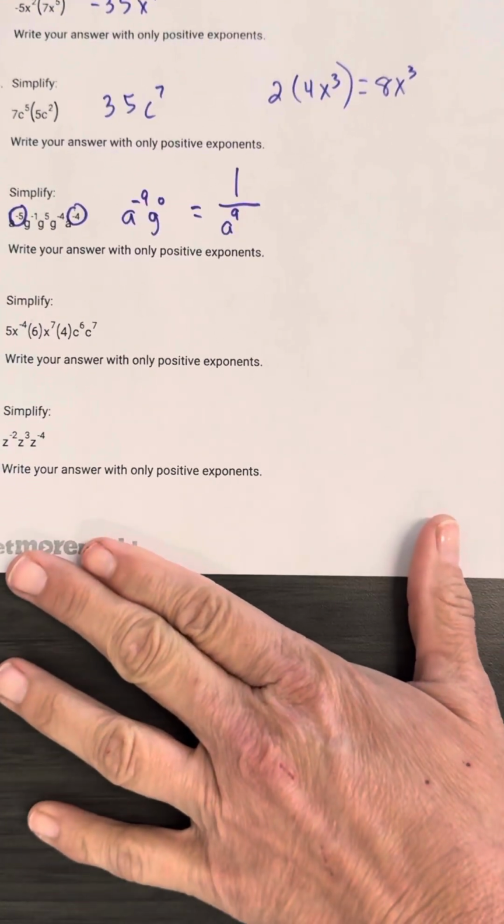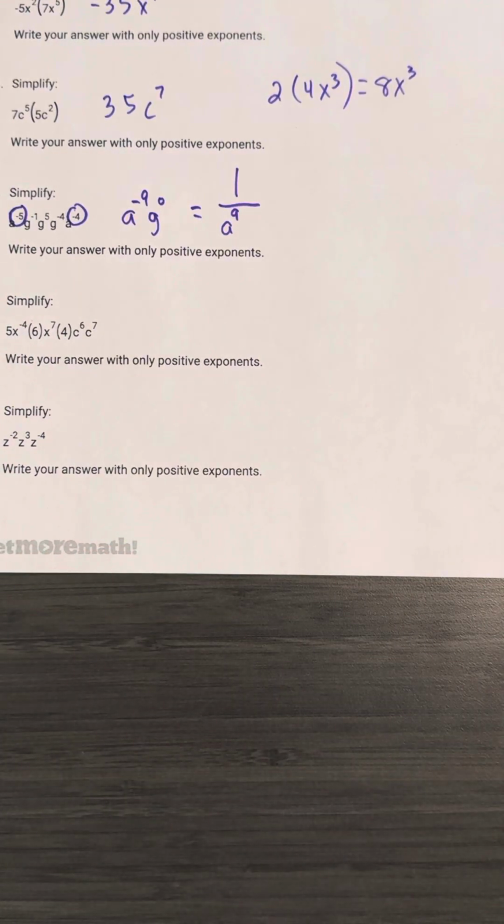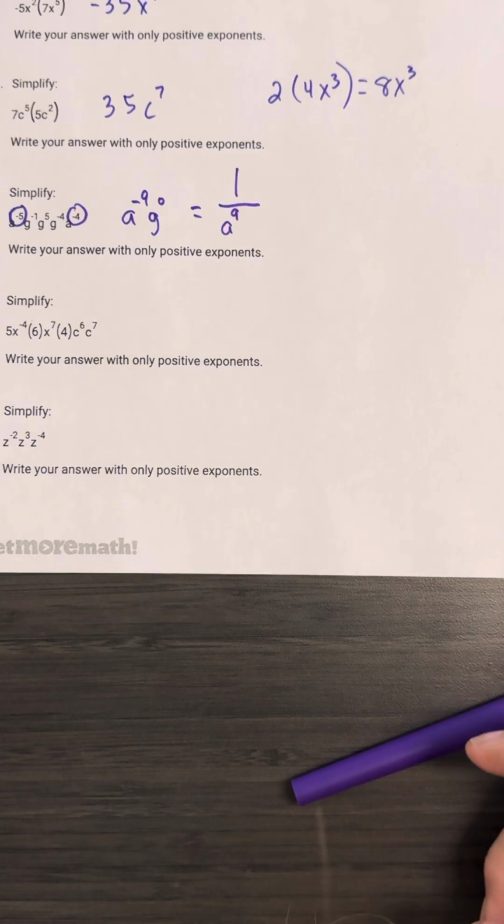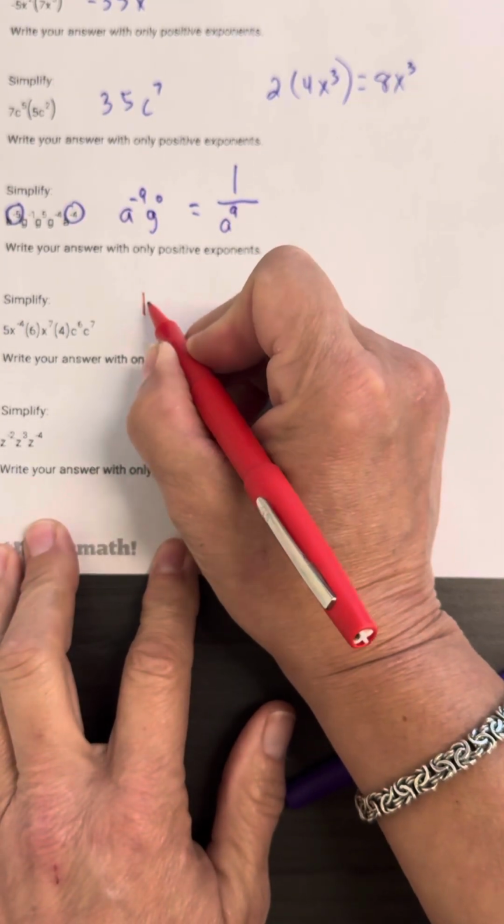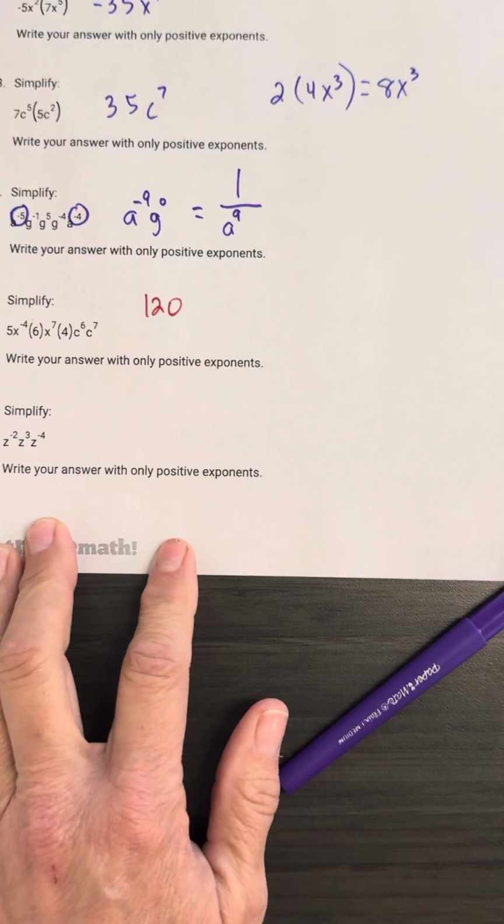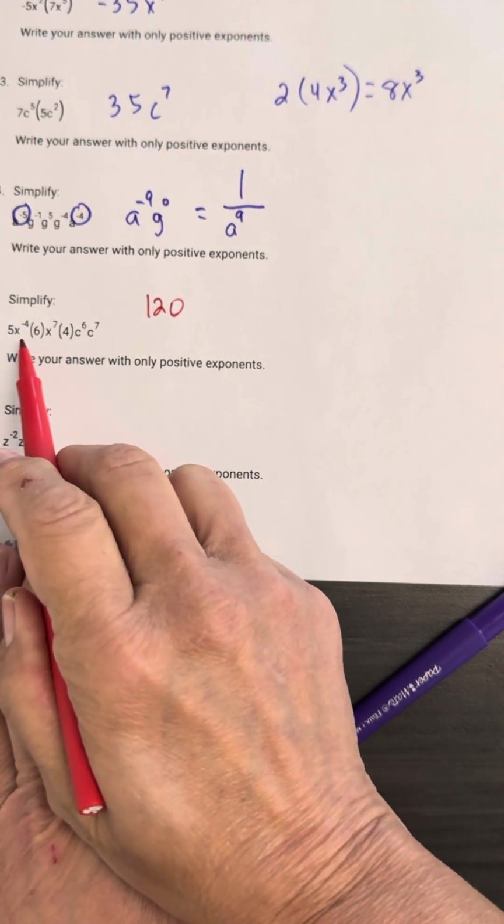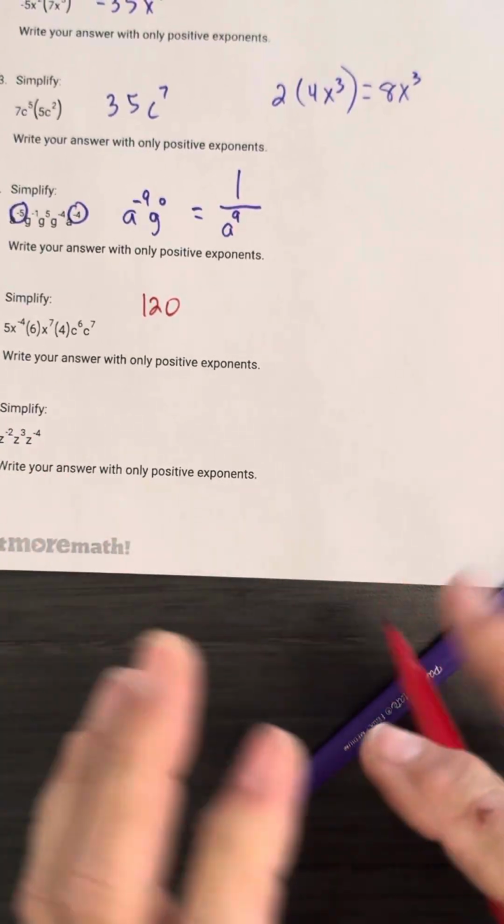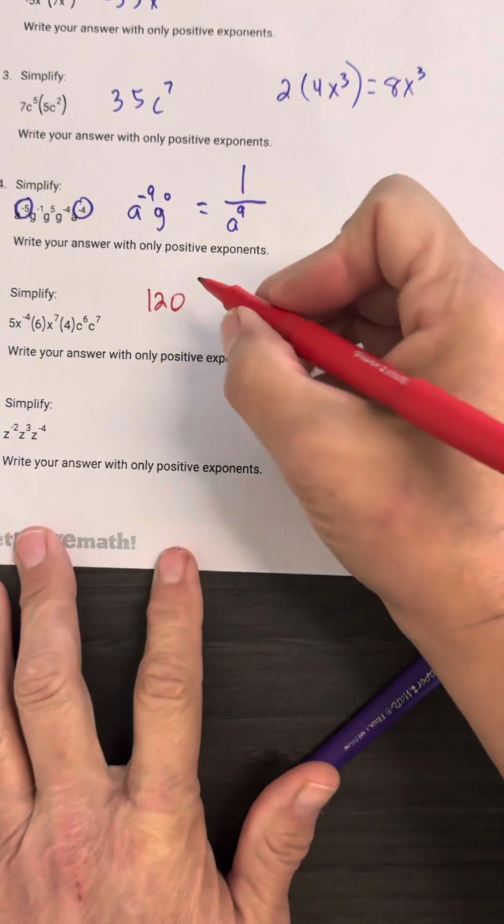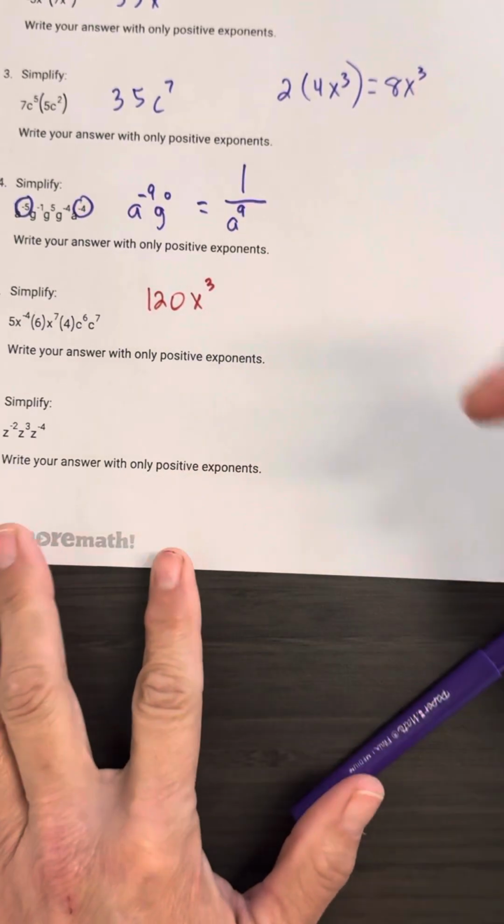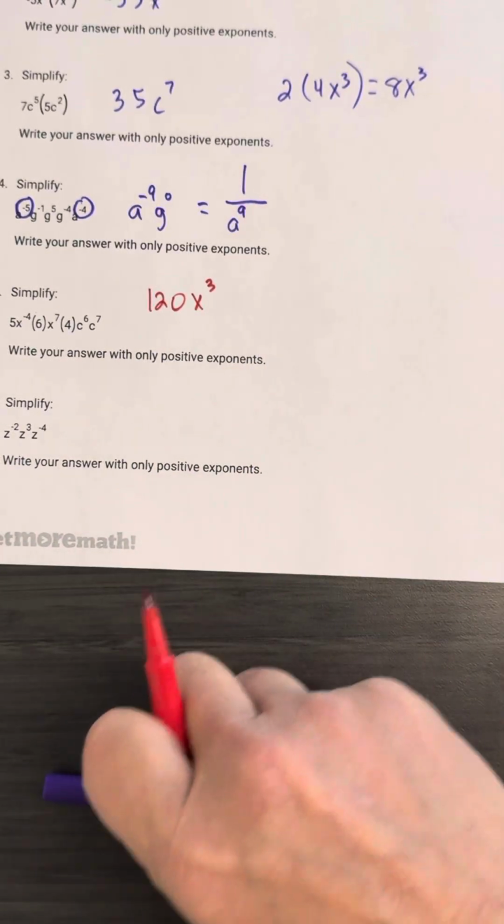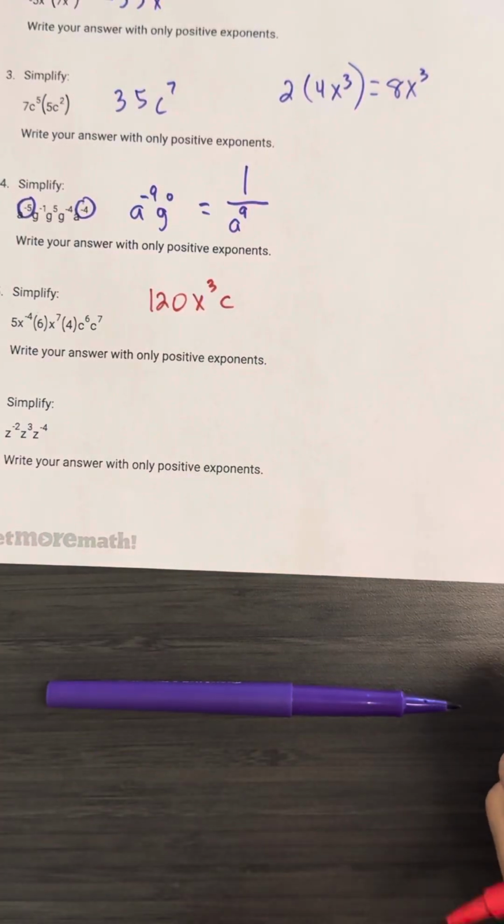Okay, number 5. Again, each letter, each number is a separate problem. You can't think of it all as one. So you have 3 numbers, 5, 6, and 4. So 5 times 6 is 30 times 4 is 120. And x's. So -4, 7. So what is 7 minus 4? 3. And that's positive, so that's going to go on top. And c to the what? 13.